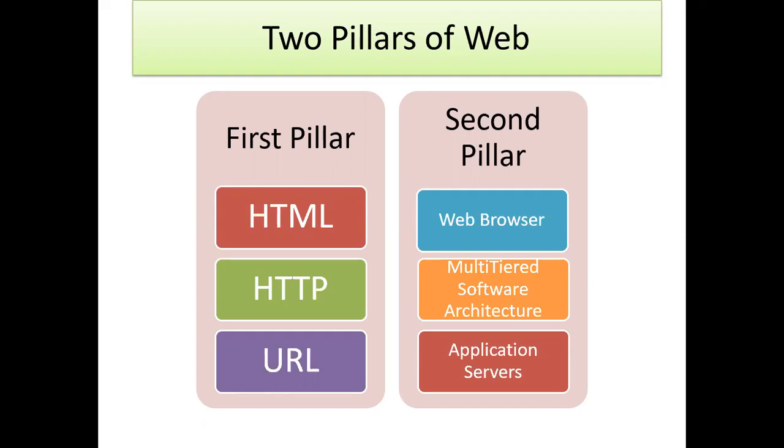And we know the URL. URL is the Uniform Resource Locator, which helps to locate resources. So this is the first pillar of the web. And the second pillar consists of web browsers, multi-tier software architectures, and application servers.